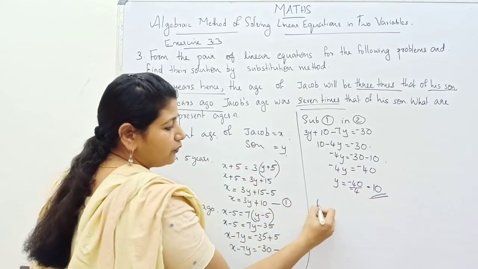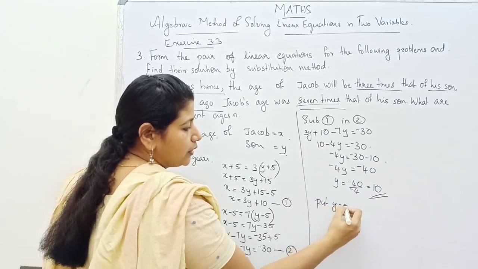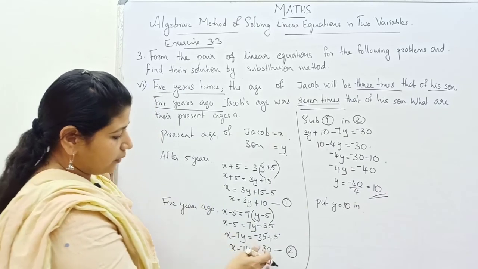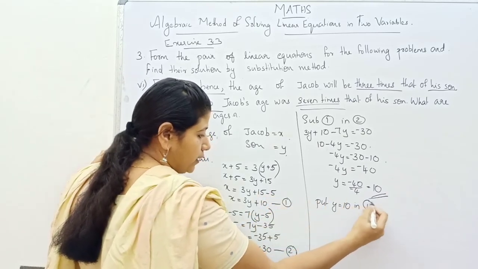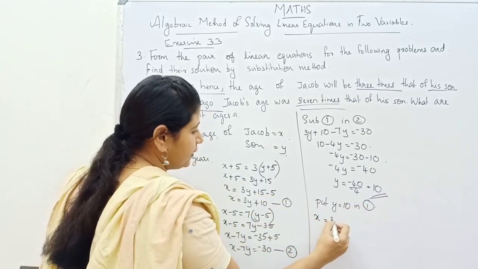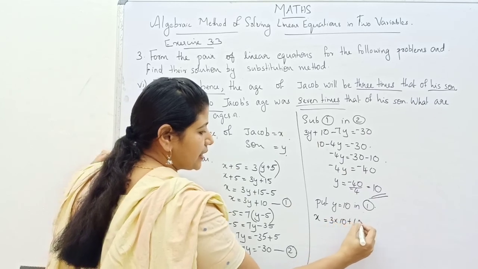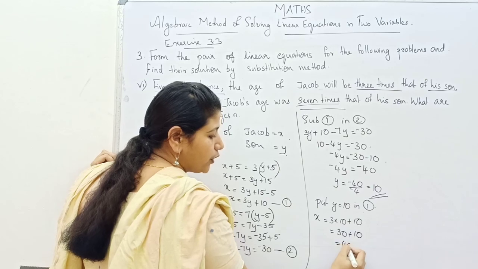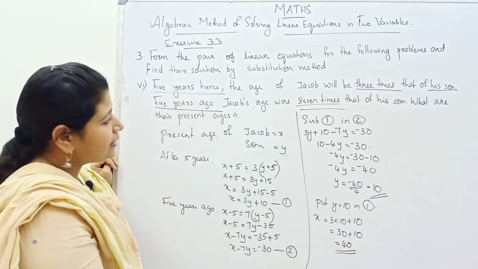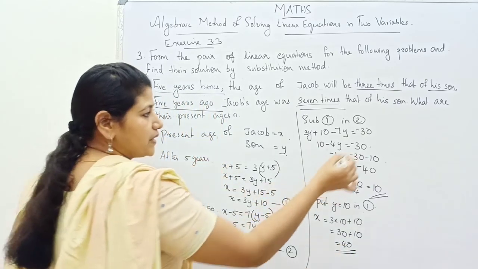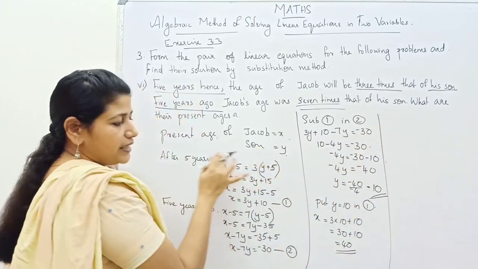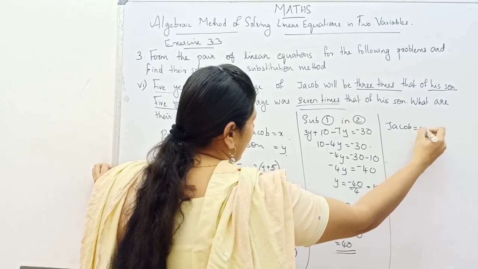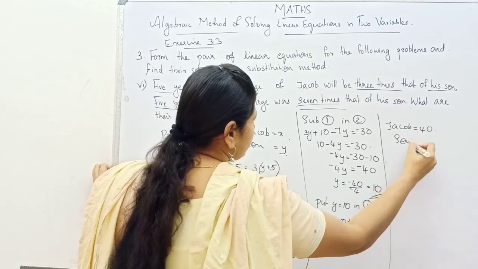Now, put the value of y equal to 10 in which equation? In your first equation. So, I am getting x as 3 into 10 plus 10. So, you will get 30 plus 10, which is equal to 40. So, we have taken the Jacob's present age as x and the present age of son as y. So, the present age of Jacob is 40 and the present age of his son is 10.